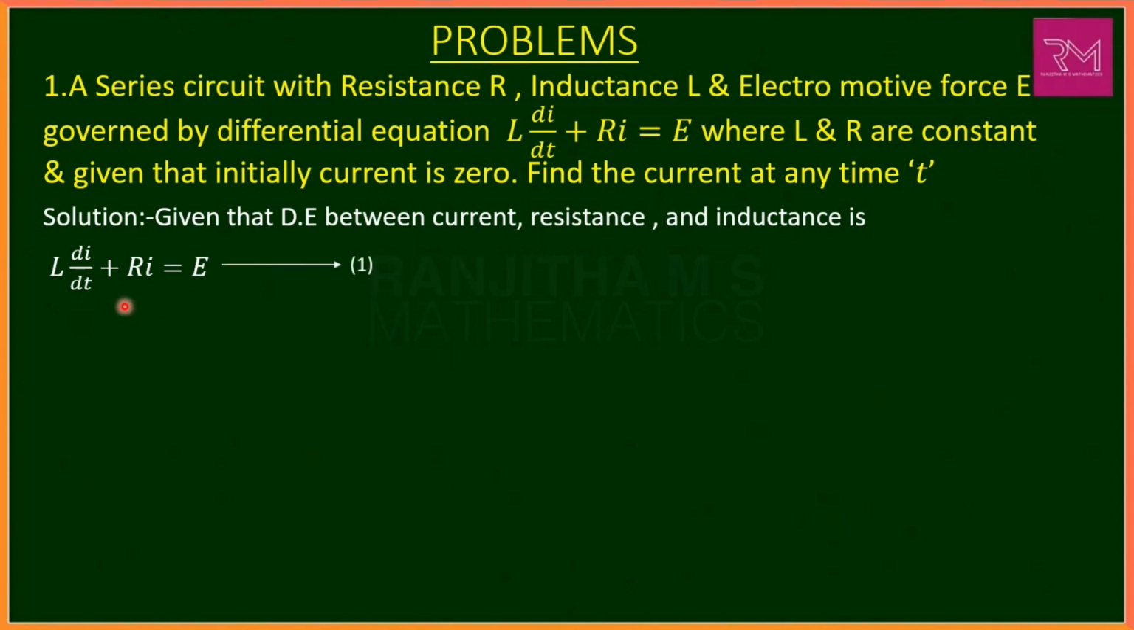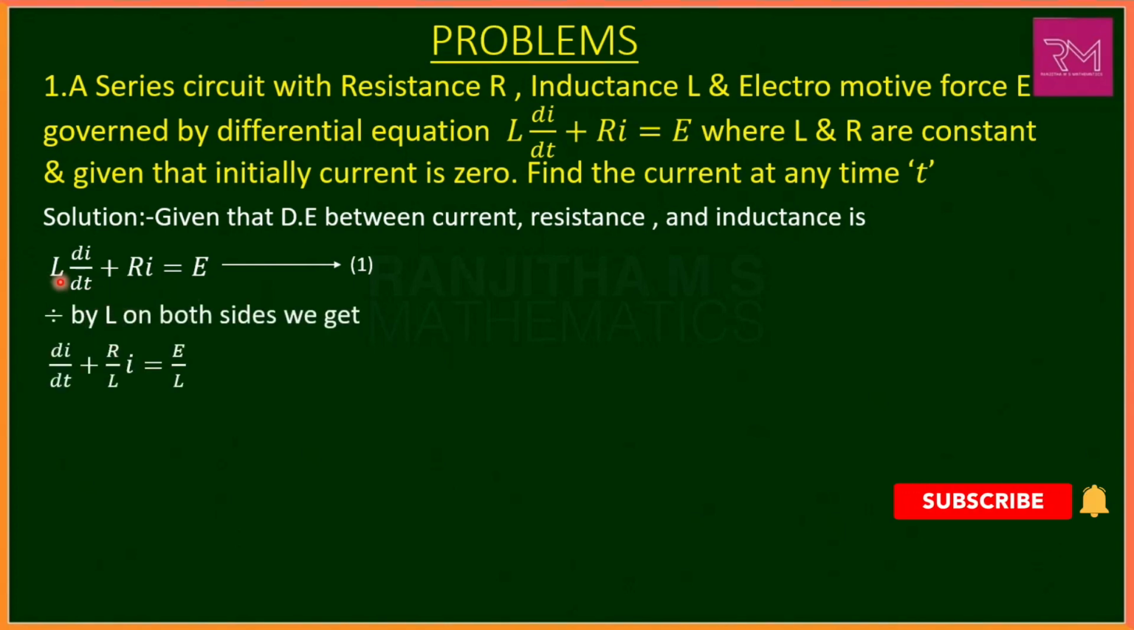Observing this equation, we can easily reduce this to a linear differential equation, and we already discussed how to find the general solution of a linear differential equation in previous videos. So to reduce this to a linear differential equation, divide throughout the equation by L. We get di by dt plus R by L into I, which is equal to E by L.